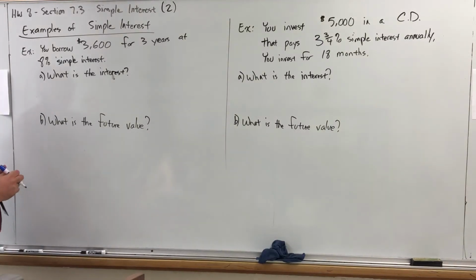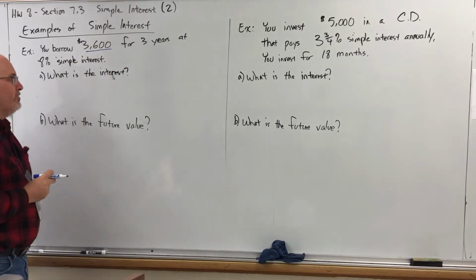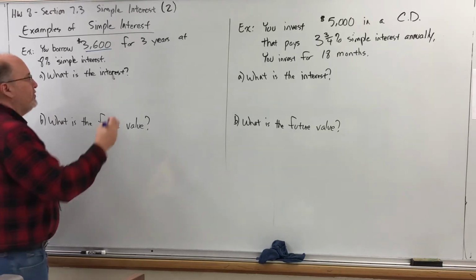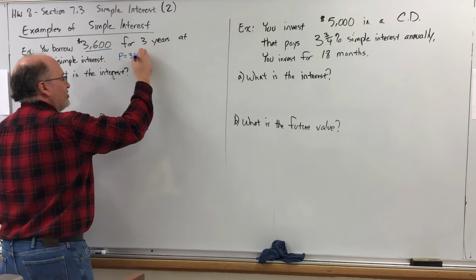Anyway, so let's figure out this first one. I invite you to pause the video and see if you can calculate it on your own. All you have to do is identify which variables are represented by these values and use your formulas correctly. So let's begin. When you're calculating a simple interest problem, you should ask yourself what each value represents. For example, when you borrow $3,600, that's your principal.